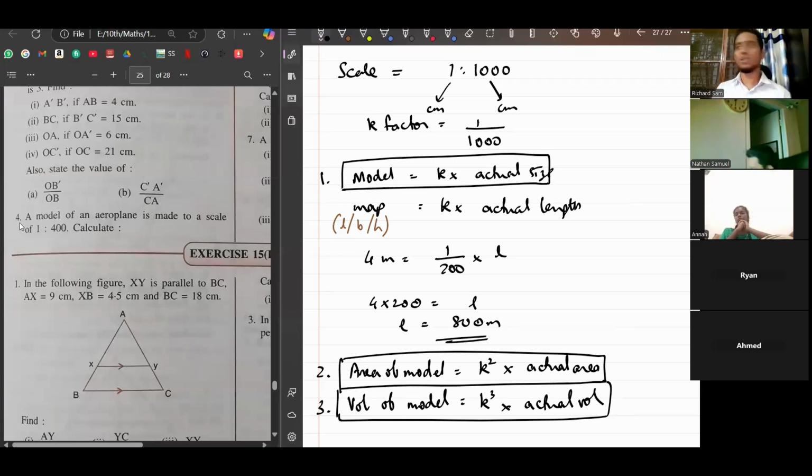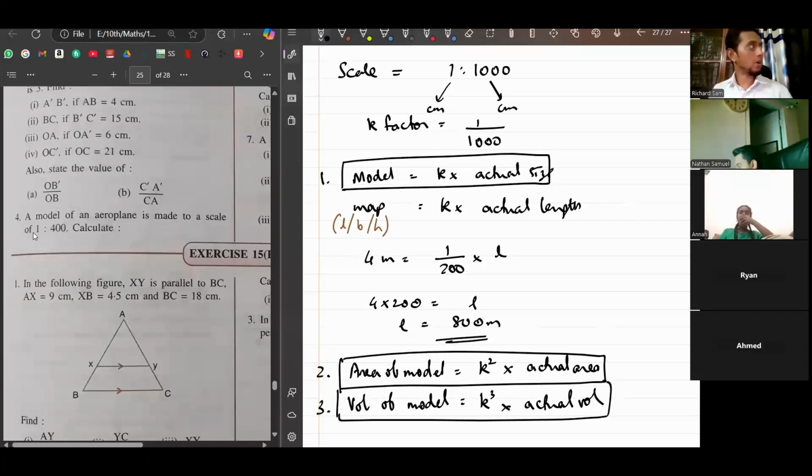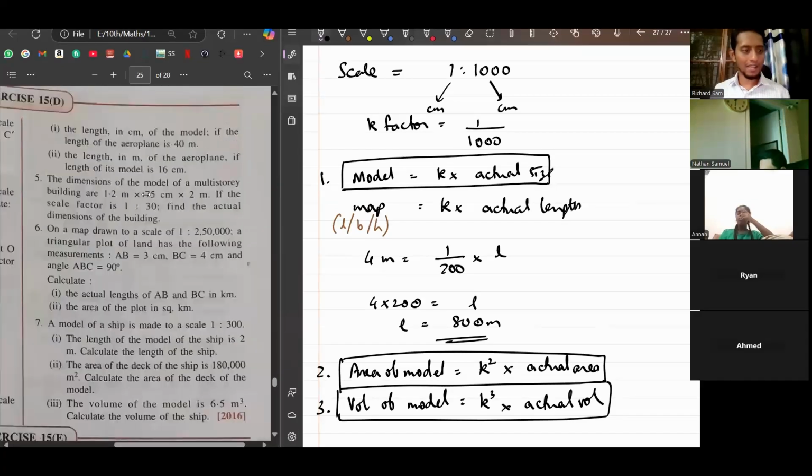Okay, let's look at question number 4, exercise 15D, question 4 in my book. A model of an aeroplane is made to a scale of 1:400. Calculate first the length in centimeters of the model if the length of the aeroplane is 40. So which formula are we using now here? The first, second, or third? The first one, because they're asking you to find the length. Now what's given? Actual length is given. We have to find the length of the model.